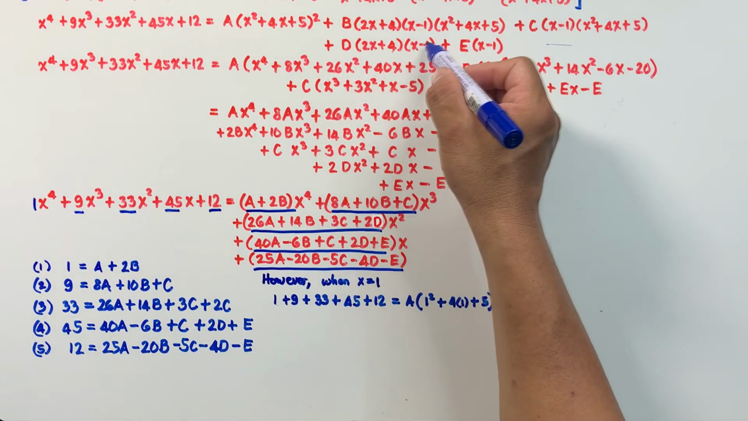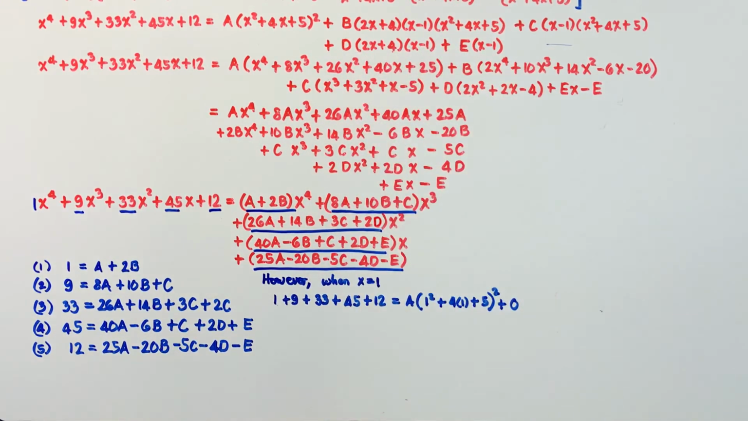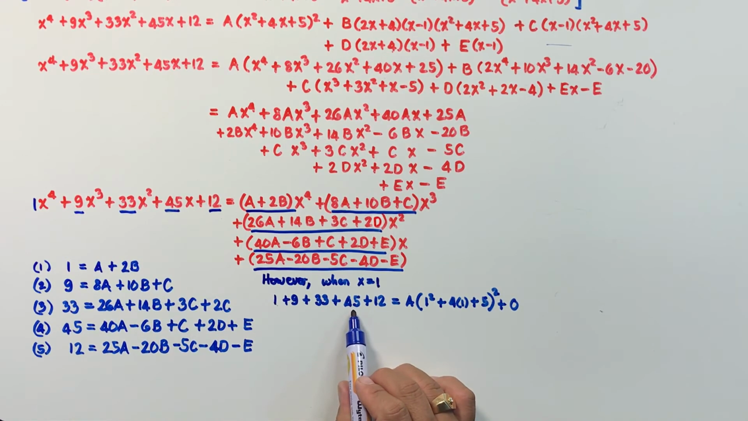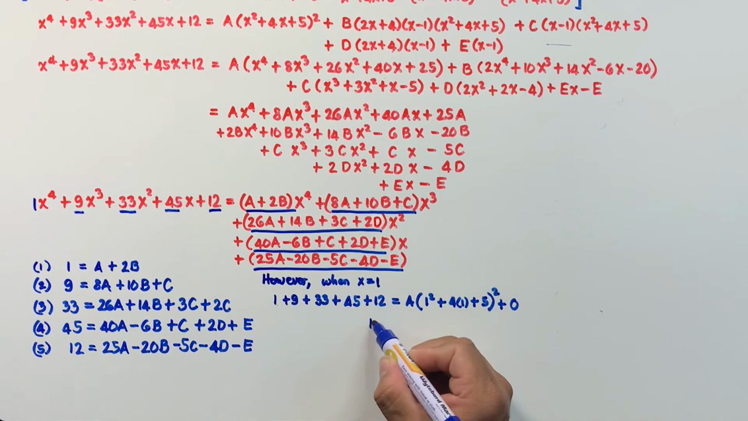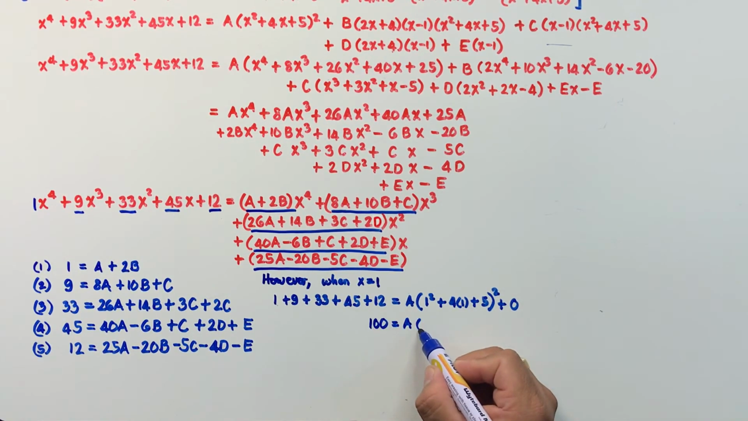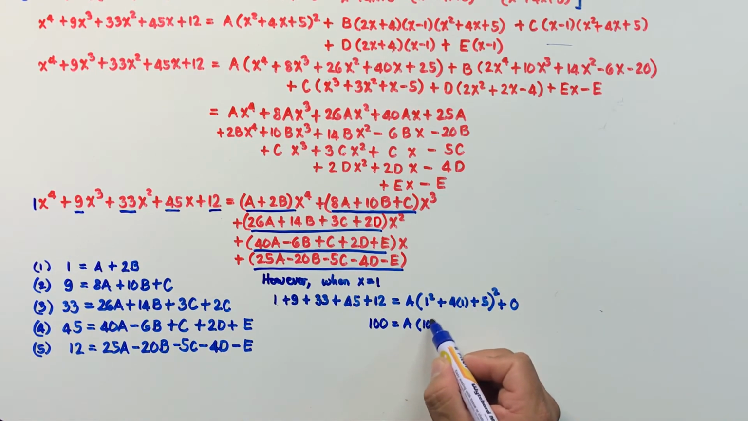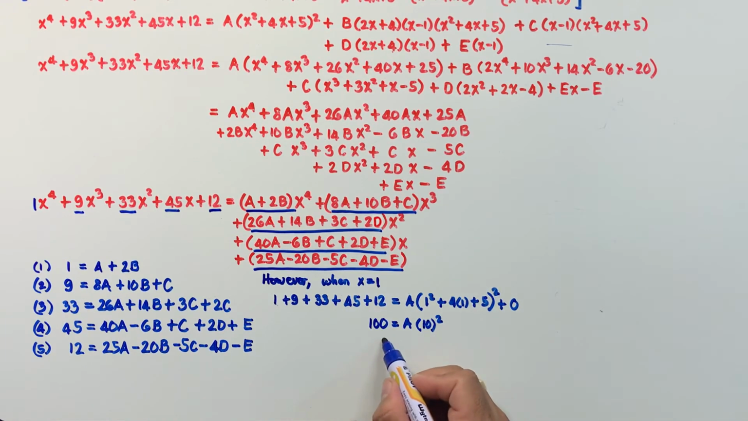Also, x minus 1, so when x is 1, 1 minus 1 is 0, so this is also 0, and so with this one. So therefore, when we add 1 plus 9, which is 10, plus 33, which is 43, plus this 45, which is 88, and 88 plus 12 is 100. And this 100 is equal to a times 10, because 1 plus 4 plus 5 is 10. So 10 squared is 100.